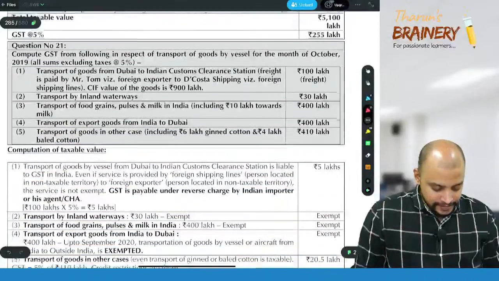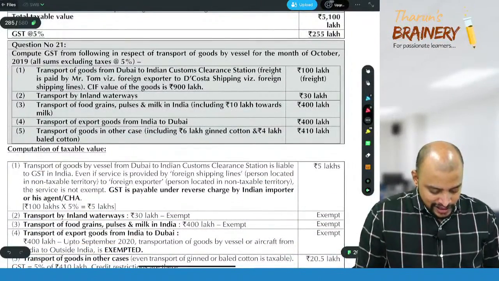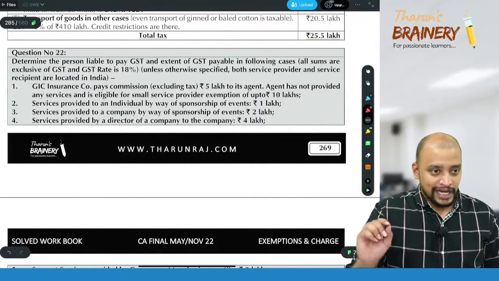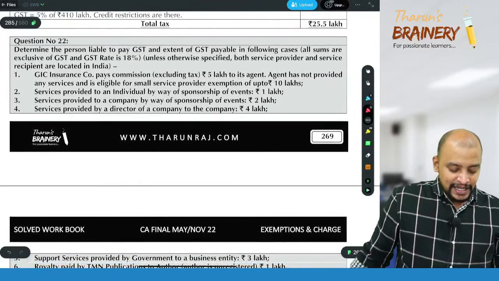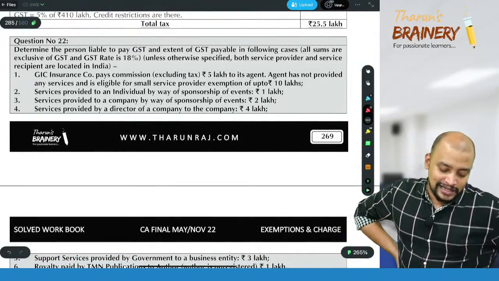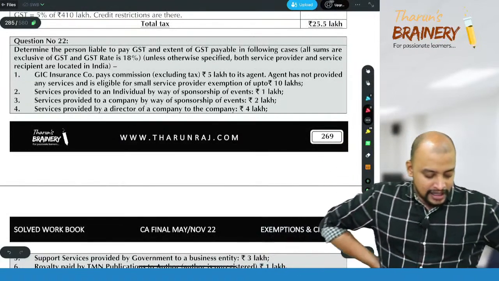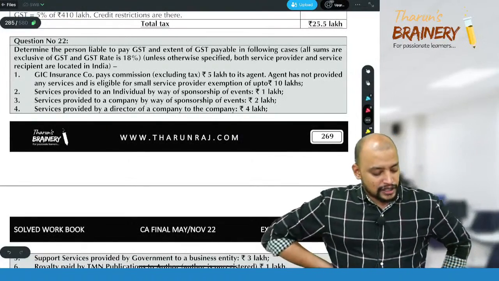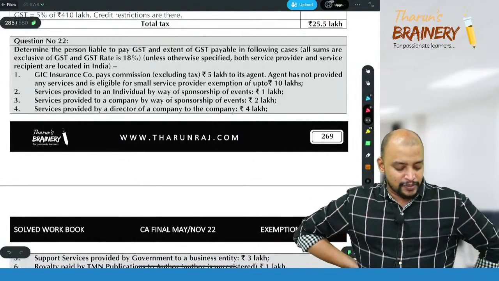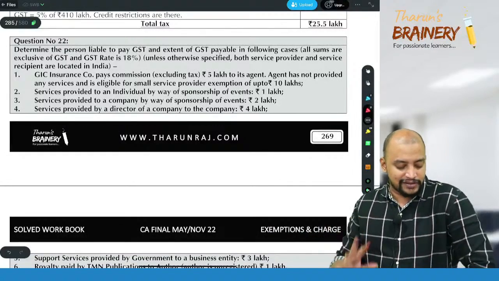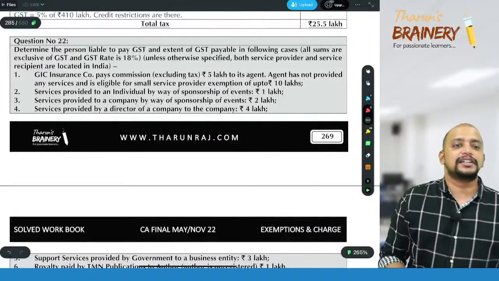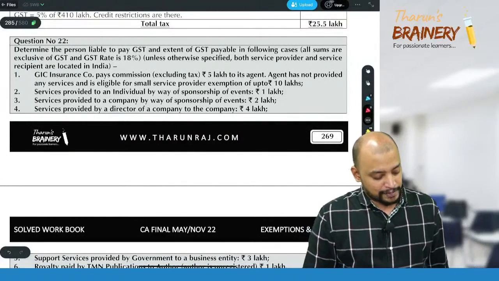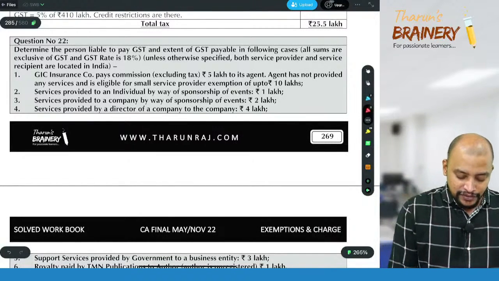Then next, question number 21 is related to transportation; you can do that. Question number 22. Determine the person liable to pay GST and the extent of GST payable in the following cases. GIC insurance company pays commission excluding tax 5 lakhs to its agent. Agent has not provided any service and is eligible for small service provider exemption of up to 10 lakhs, whatever it is. There is no such exemption under RCM. Once it is covered under RCM, the recipient is liable to pay. Who is liable to pay here? GIC insurance company.